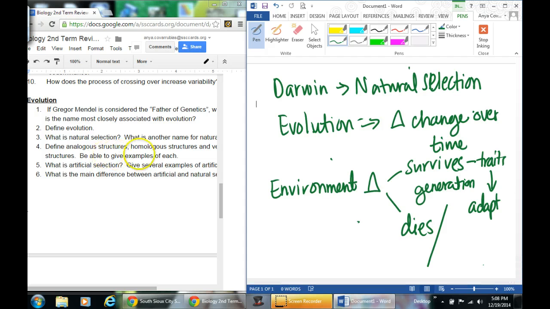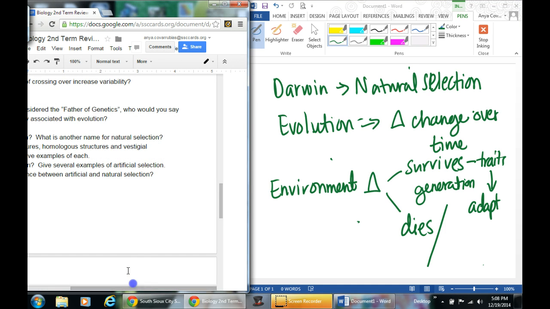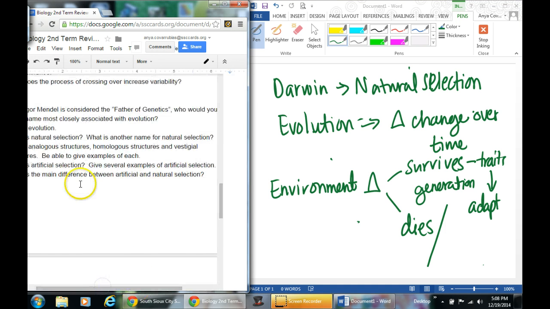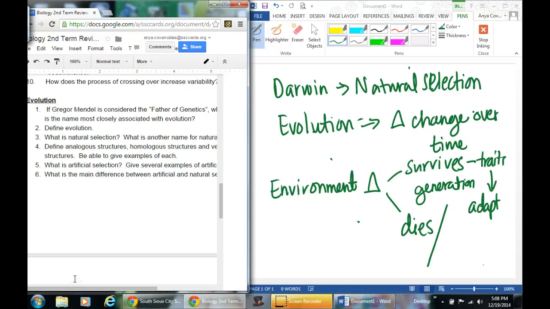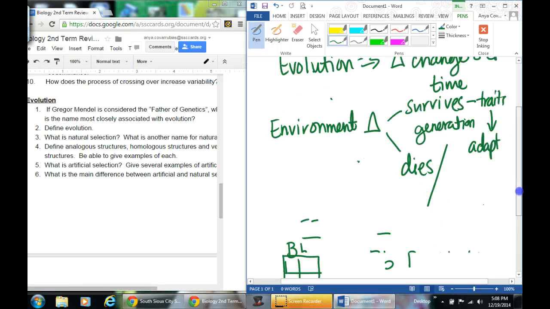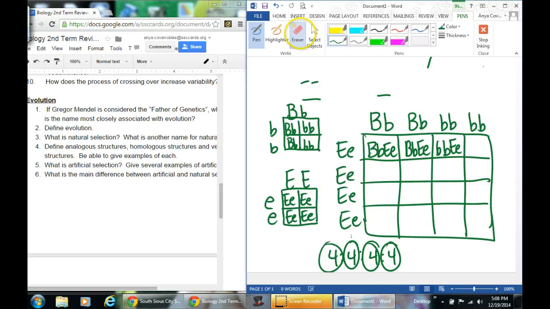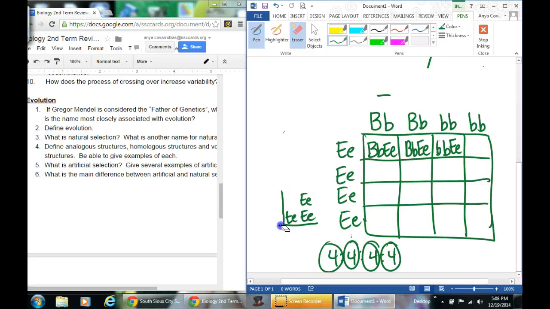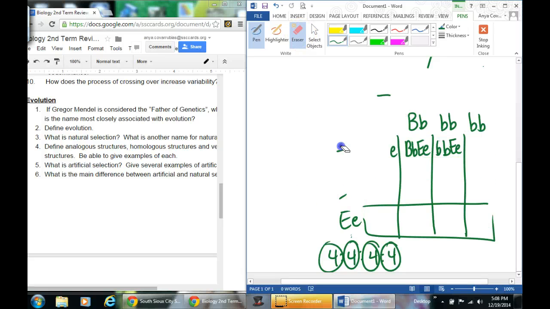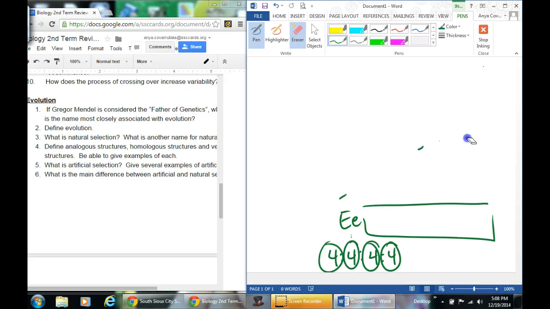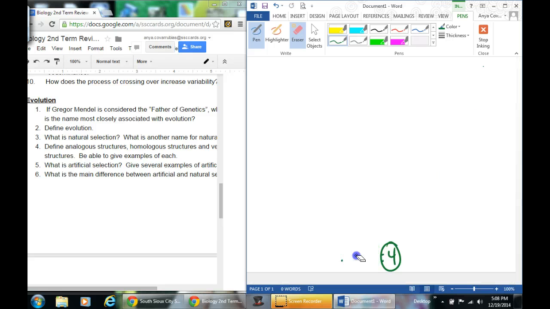Okay, analogous structures, homologous, and vestigial structures. So analogous is going to be different organisms that have a similar trait, but they're not related. So this might be the wing of a fly and the wing of a bird. These two species are not related, but they both are able to fly with wings.